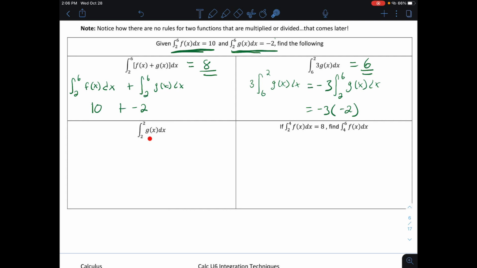Okay, next one here. The value of the definite integral from 2 to 2 for g of x dx. Anytime your upper and lower limits of integration are the same constant, the value is always 0. We can think about that from a geometrical standpoint. This is our width, and if I had a width of 0, no matter what my height is, 0 times the height is always going to be 0.